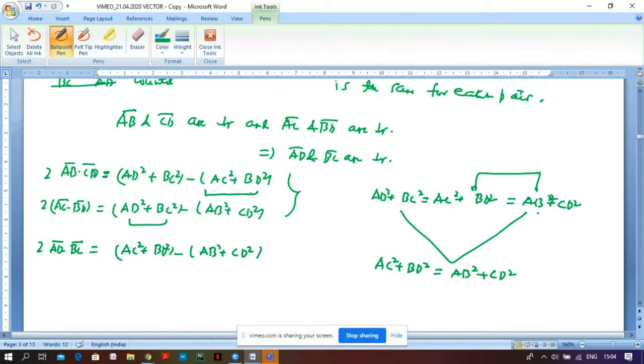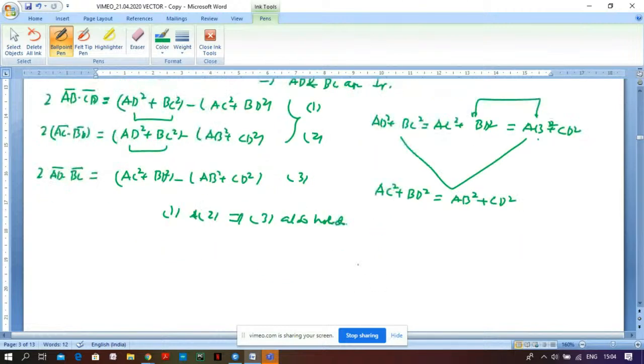In fact, AC squared plus BD squared, and this is not the same. Here we have a common term, AD squared plus BC squared is common. So the moment you equate these two, they are precisely here. That tells you that if one holds and two holds, then one and two imply the third also holds. So that is true, which means you have proved this.